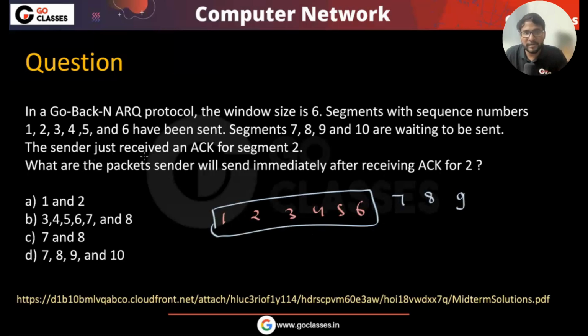And the sender just received an ACK for segment 2. ACK for segment 2 means what should be the number? ACK 3, right? I mean, ACK for segment 2 means segment 2 has arrived. So basically, they are saying the ACK for segment 2 has been received. So now you will slide it, right? It will get slid. What are the packets the sender will send immediately after receiving ACK 2? Can you tell me? ACK for 2? What is the answer here?